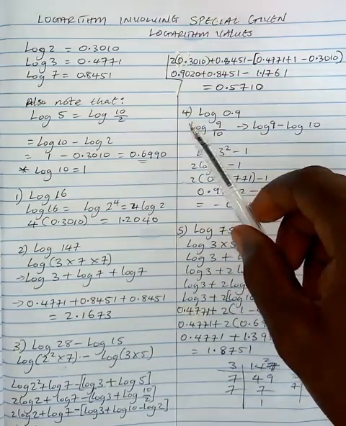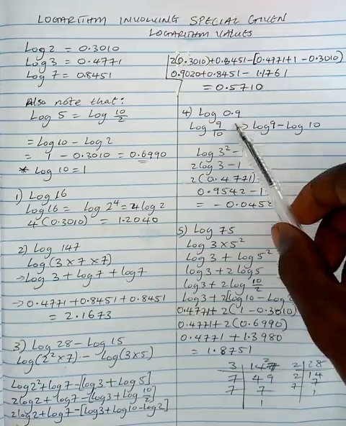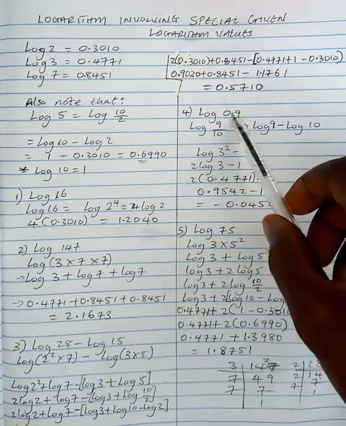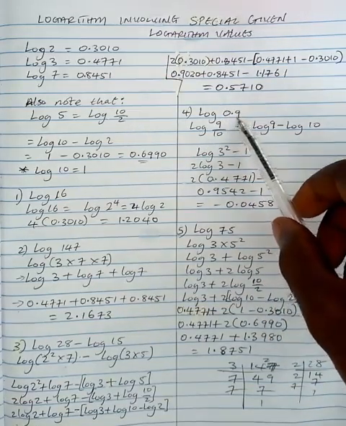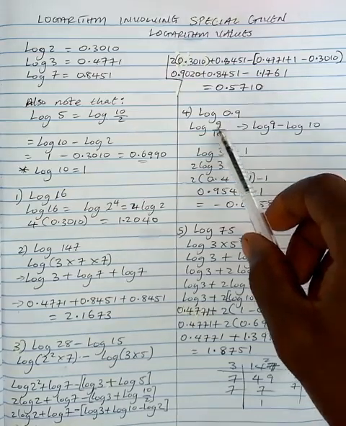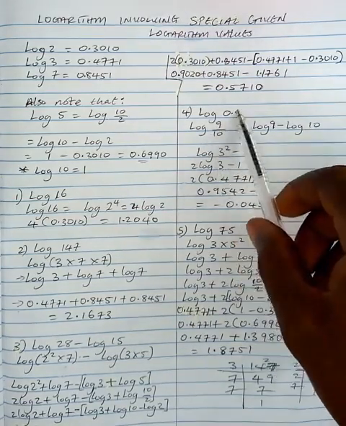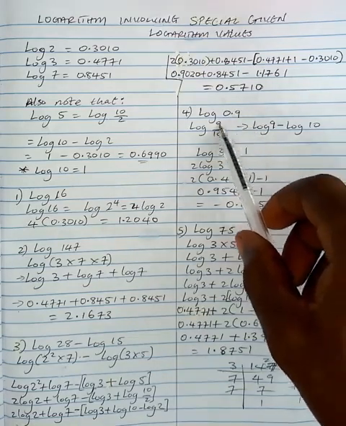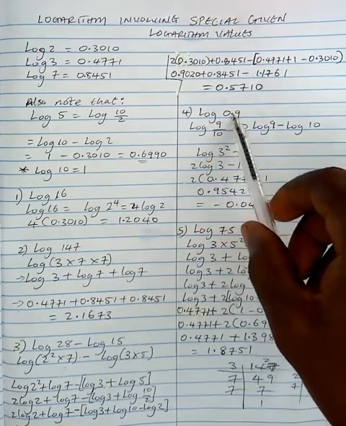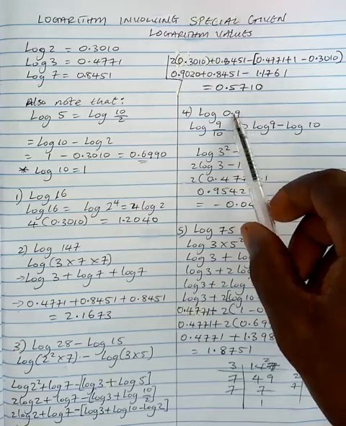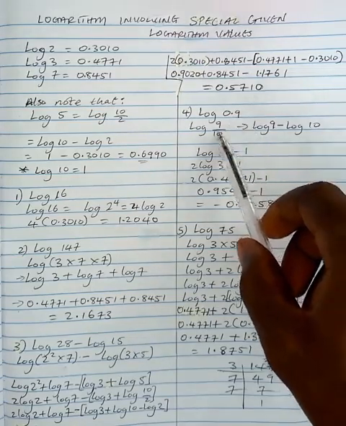The next question is question number 4, which is logarithm of 0.9. Now, for 0.9, we have to convert this into a fraction first, just like we did in indices. So having this, we have 9 over 10. Of course, 9 over 1. This significant number here is just 9. So we put that 9 over 1. Moving the decimal point, to cover the number, we only move once. Since we move once, we have only 1 zero.